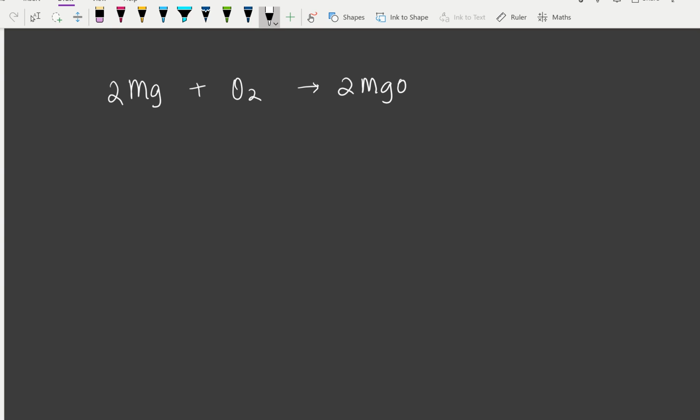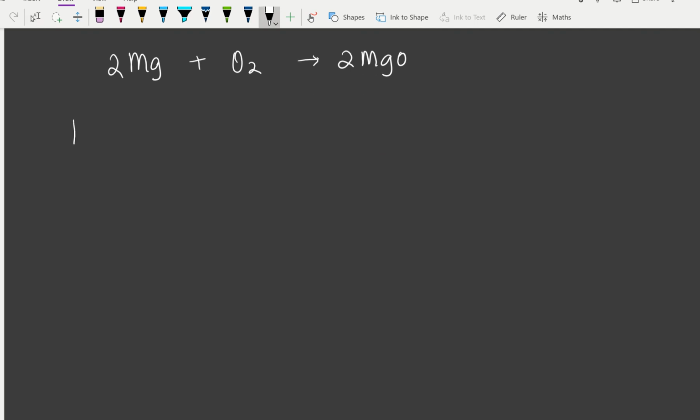The next example that I've taken is of magnesium reacting with oxygen to form magnesium oxide. Again we need to write the half reactions. Remember, you can be asked to do all of this in the examination. So what are the half equations for magnesium and oxygen? We need to understand that.